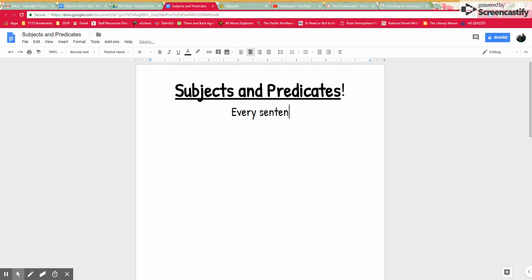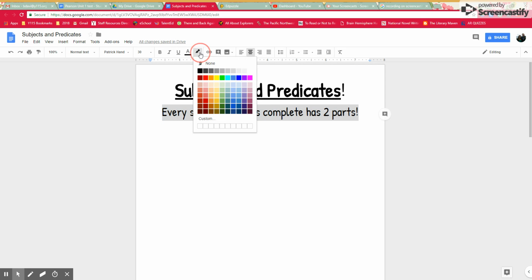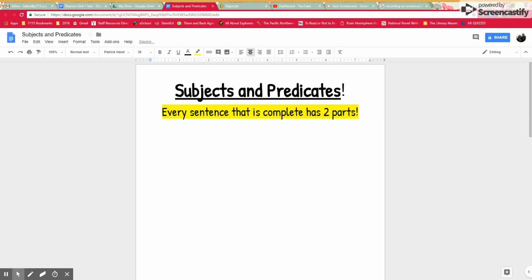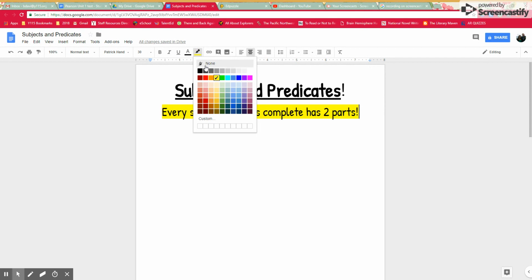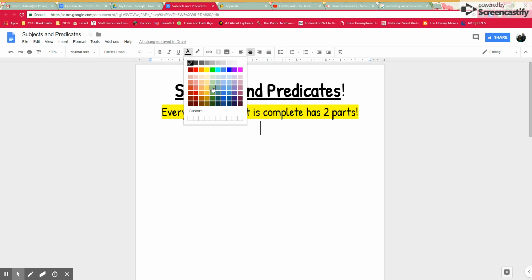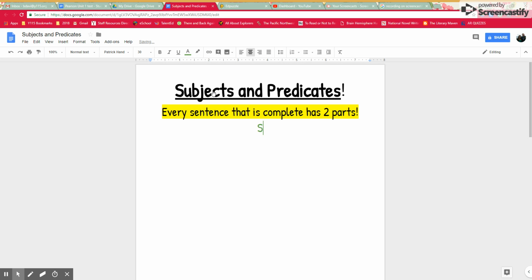Every sentence that is complete has two parts. So, I'm going to even highlight this because this is super important. Two parts in every sentence. The first part that we are going to talk about is a subject. So for a subject, we are going to use green right now. A subject is going to be who or what our sentence is about.